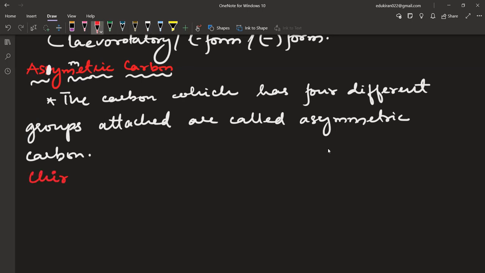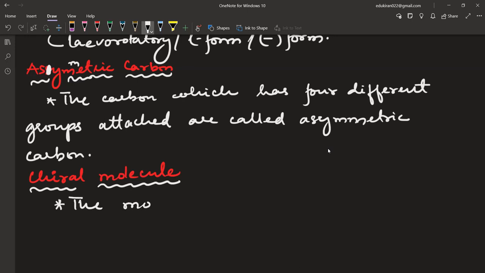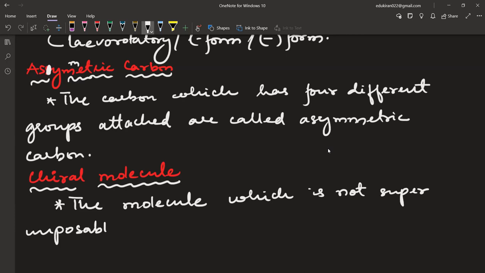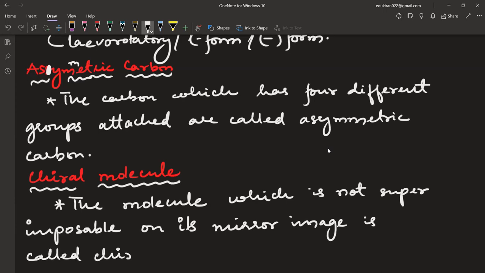Another definition term is chiral compound or chiral molecule. What is chiral molecule? It's the molecule which is not superimposable on its mirror image. Which is not superimposable on its mirror image is called chiral molecule.